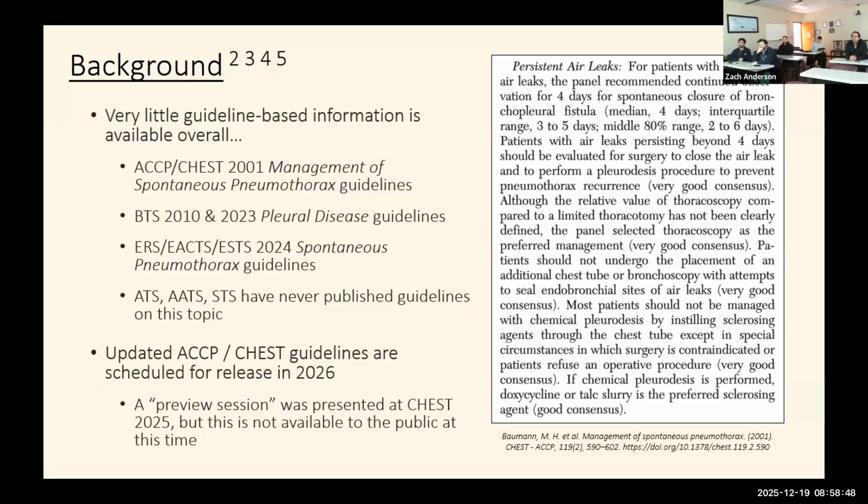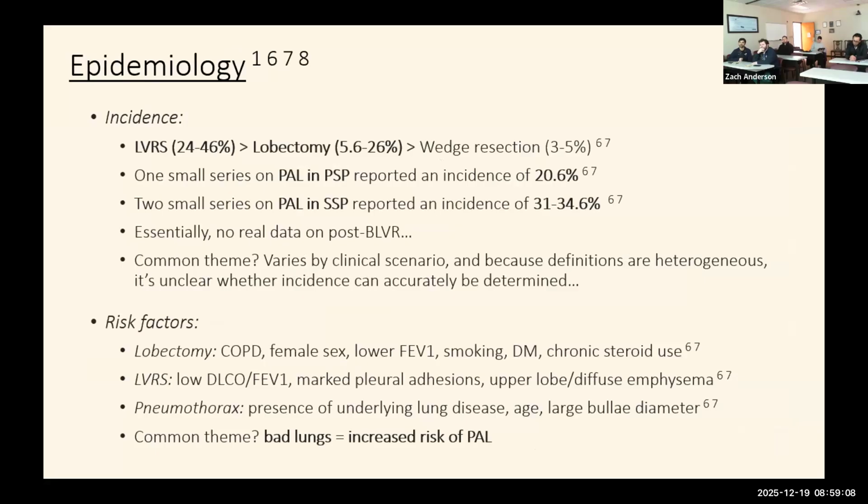ATS, AATS, STS have never published guidelines on this topic. And if you saw in the chat the other day, I asked if anyone had access to the CHEST videos. They had a preview session at CHEST 2025, but they're planning to release updated guidelines next year. So what's the incidence of this?